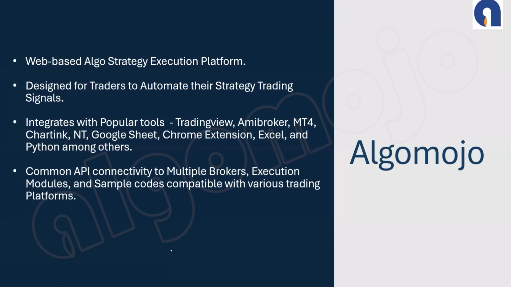Then we have common API connectivity with multiple brokers. So far, we have integrated with close to 27, 28 brokers. All the popular brokers are integrated with us through API. So if you have an account with any of these brokers, you can use it for automation.